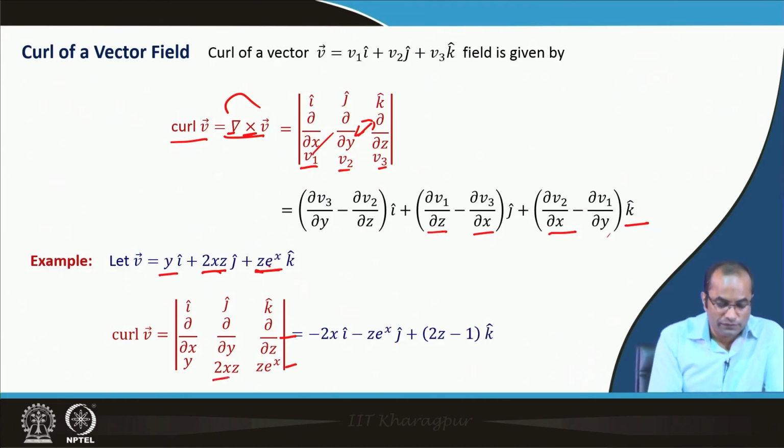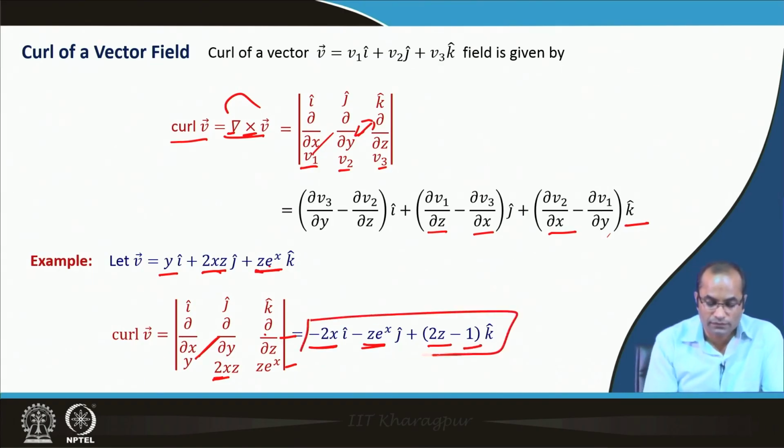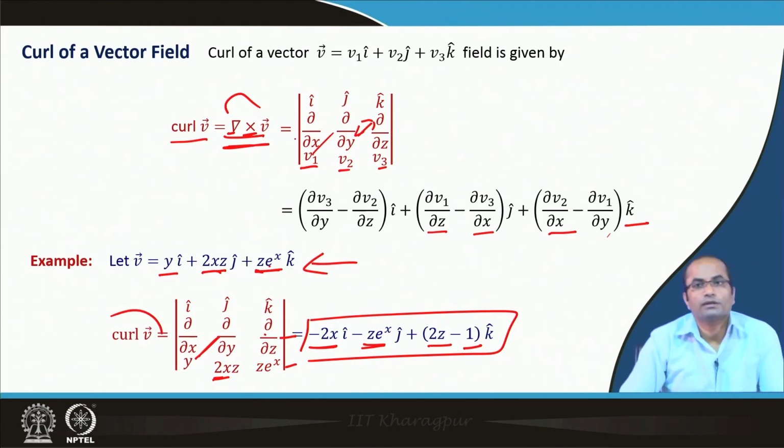So, for V2 with respect to z, we will get this minus 2x there when we compute for the component j. So, we have del over del z of y, that is 0, and minus del over del x of z e power x. So, z e power x will come, and similarly we can compute for the k. So, del over del x here, we have 2z, and del over del y for this y. So, that is 1 there. So, we have this expression for the curl V of this given vector field. So, by the simple cross product, we can compute the curl of a vector field.